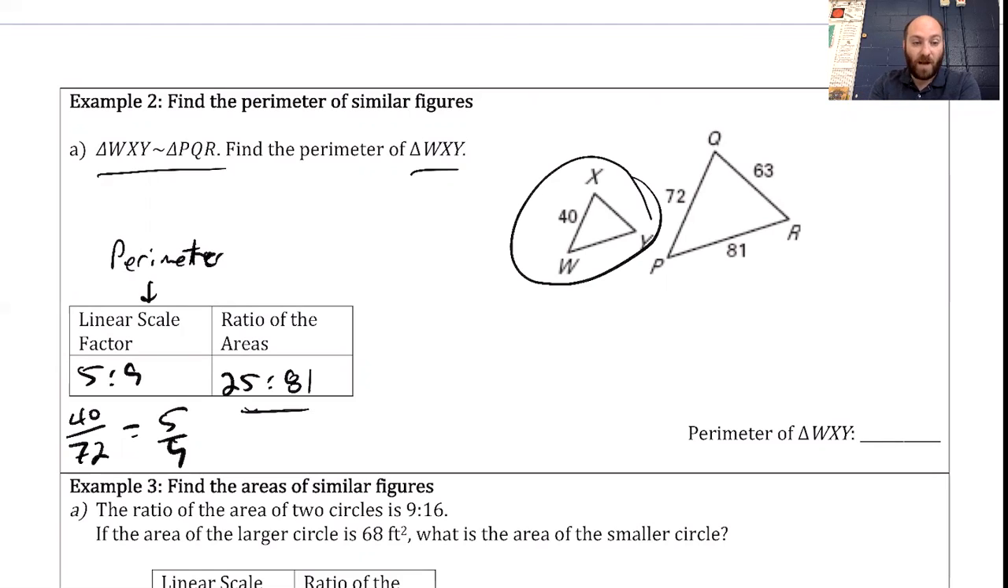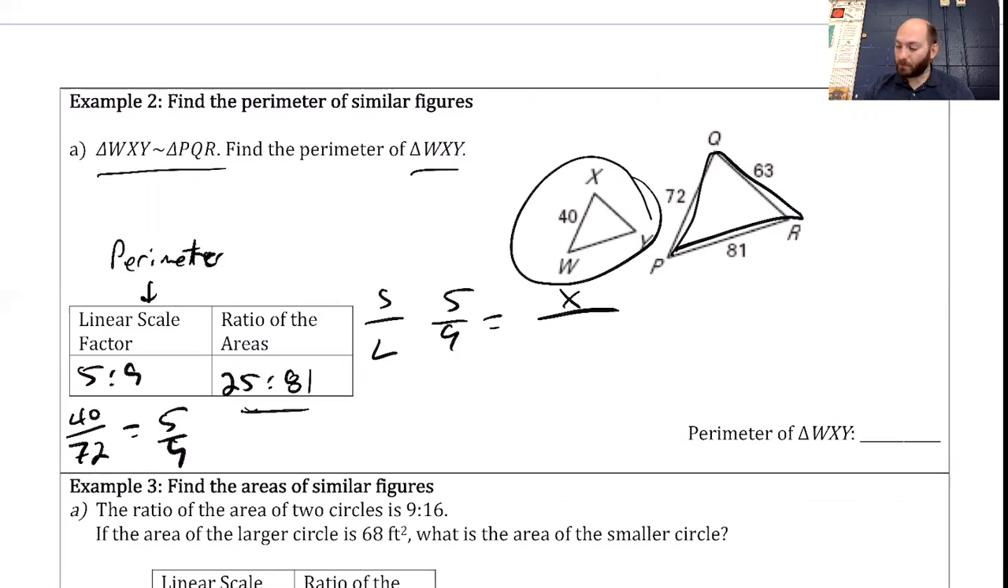So that's what I'm going to write down now for my work. 5 over 9 is going to equal, so this is small over large, the unknown perimeter, which is x, and then the known perimeter, which I'm just going to add those 3 up. So 72 plus 63 plus 81. Now remember, this is my linear scale factor or perimeter scale factor. They're the same. Small over large for the actual perimeters.